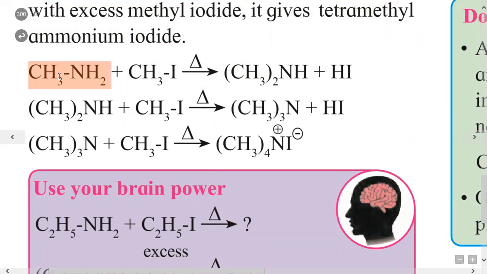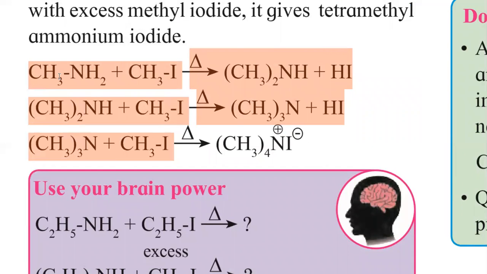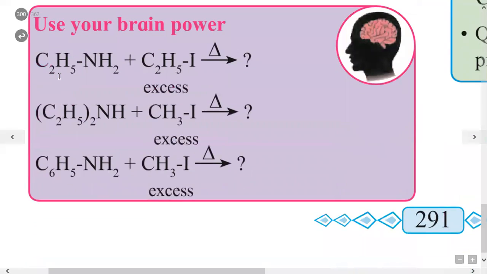CH3NH2 is methylamine. When heated with methyl iodide, it gives dimethylamine plus hydrogen iodide. In the second step, dimethylamine reacts with a second molecule of methyl iodide and gives tertiary amine, that is trimethylamine, and the side product is hydrogen iodide. This trimethylamine reacts with methyl iodide, it gives tetramethyl ammonium iodide, the quaternary ammonium salt formed in the reaction.